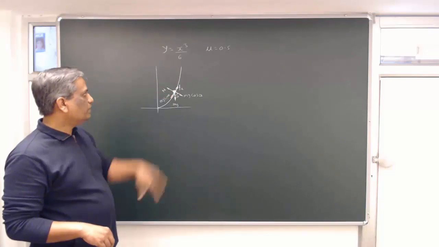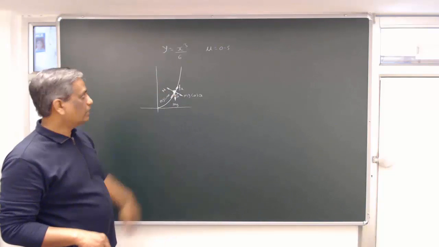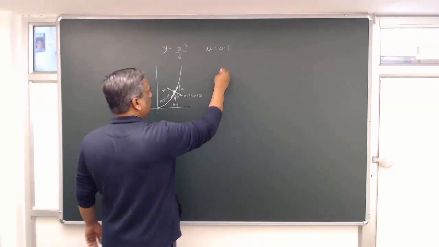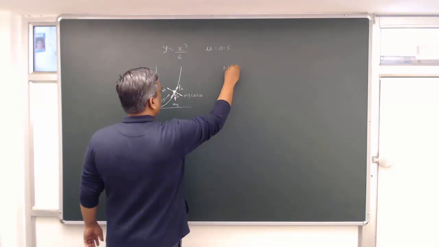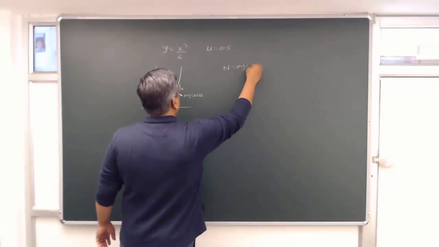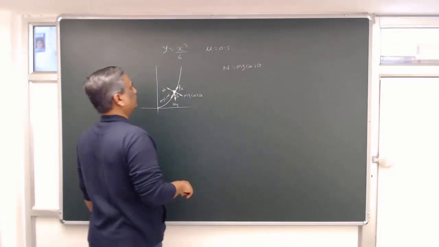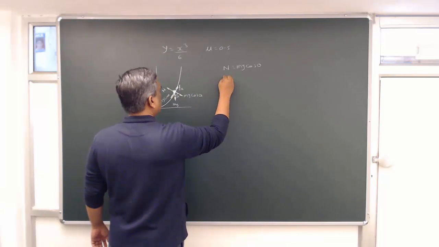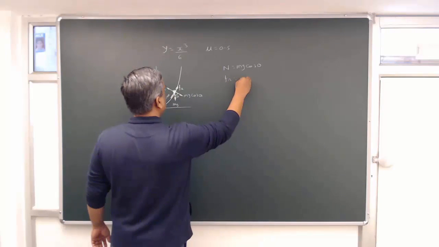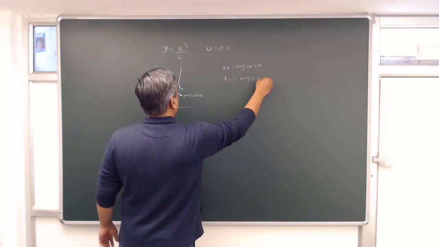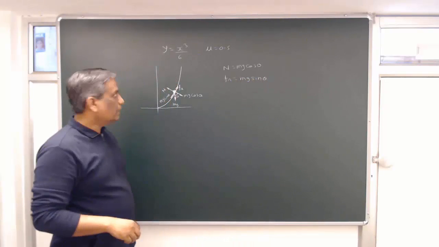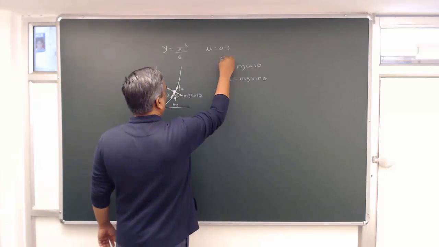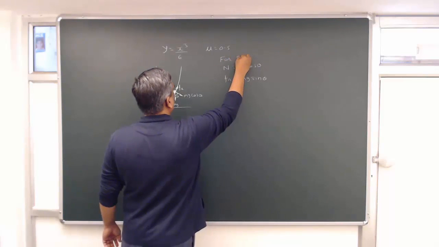So first thing we need to do, first we'll write a couple of equations. So in this direction, since the balancing is there, N will be equal to mg cos theta, right? And in this direction, Fr is equal to mg sin theta, right? So this is for equilibrium of block.